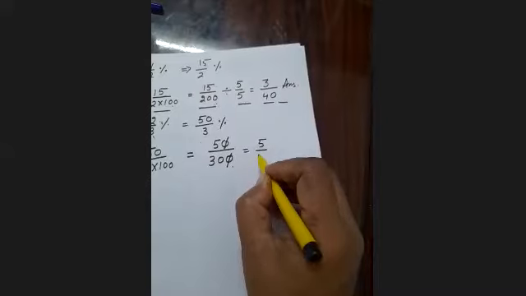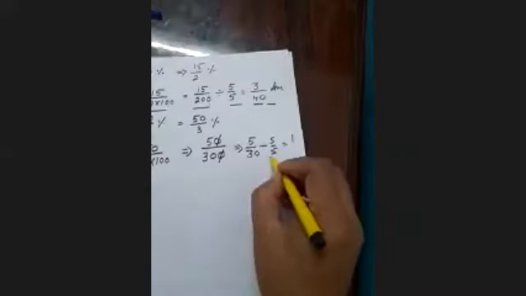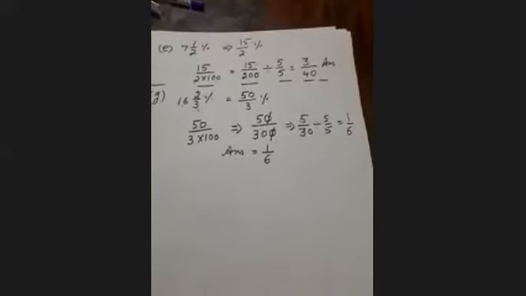5 upon 30. Divide by 5. 5 divided by 5 will get 1, and 30 divided by 5 will get 6. So 1 upon 6. Answer is 1 upon 6. Clear, beta?